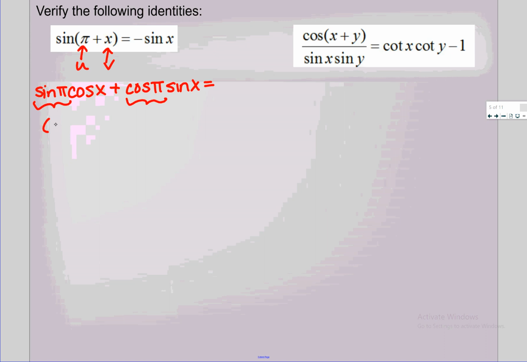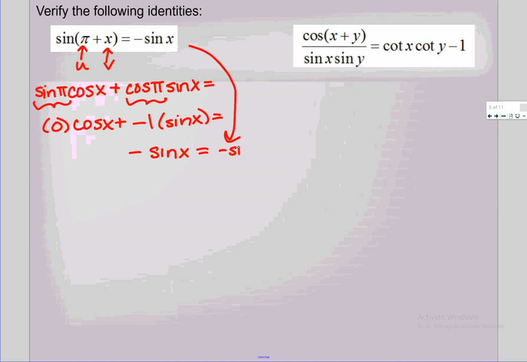Sine pi is 0. Cosine x. What's the cosine of pi? Close. Negative 1 times the sine of x. Well, what happens when you multiply something times 0? It's gone. And negative 1 times sine gives me negative sine. And that's what we had on the other side. Negative sine. And that is the end of my proof.